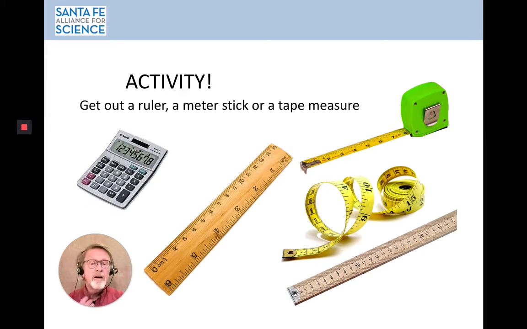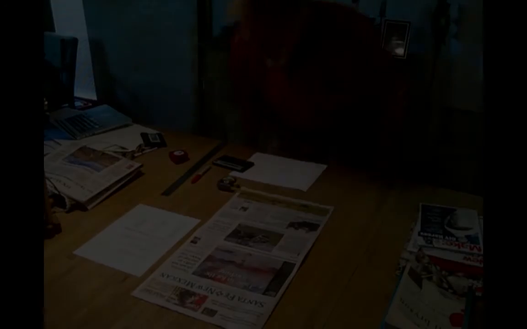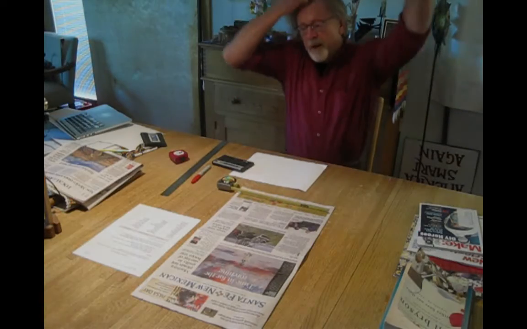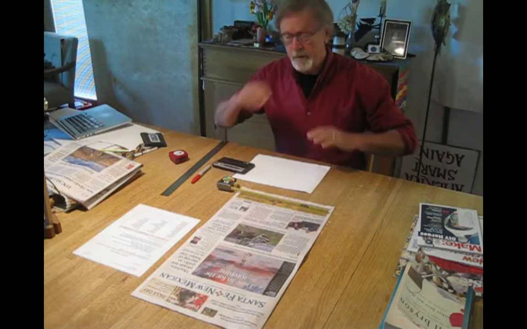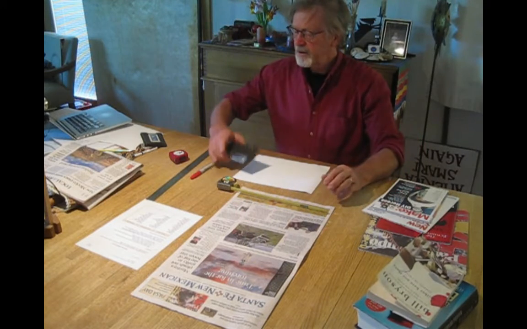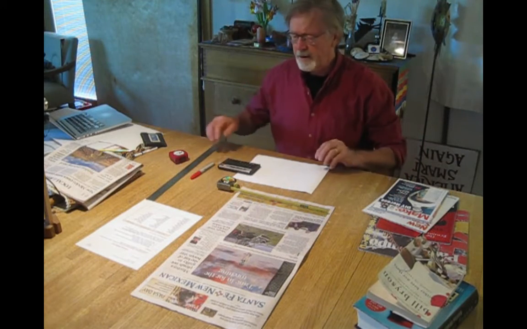Again, keep your calculator around. Here we have something that you can do at home too. I have a bunch of things here and we're going to measure the ratios. I have a newspaper, a worksheet, some magazines, some books, the calculator itself. So let's go do it.